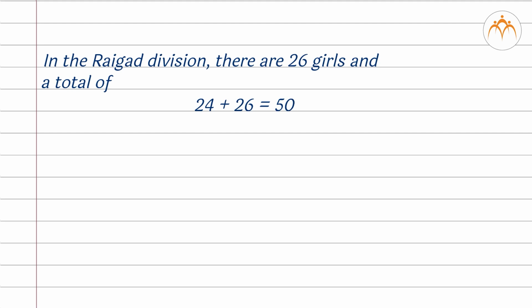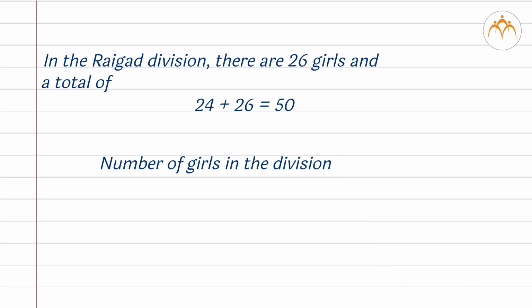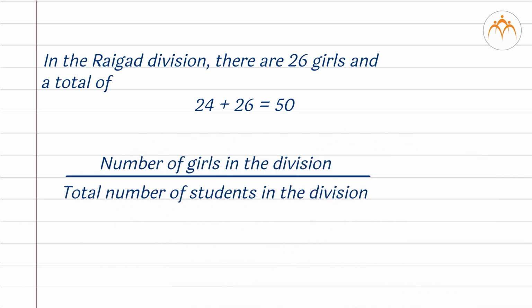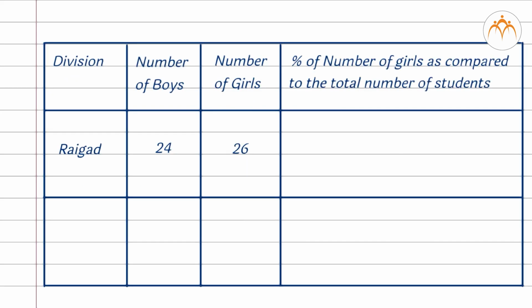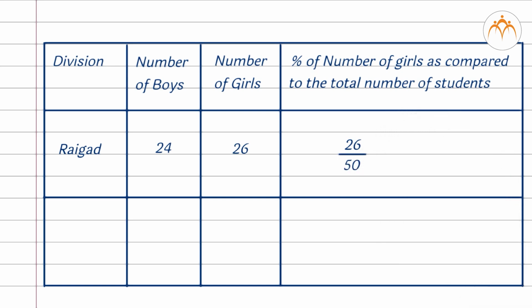Now, to find the percentage of girls, we will calculate as per the formula: number of girls in the division divided by total number of students in that division, multiplied by 100. So for Raigad division we get 26 divided by 50 into 100 equal to 52%.